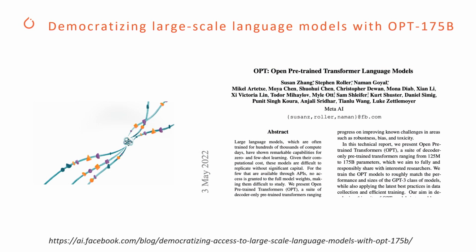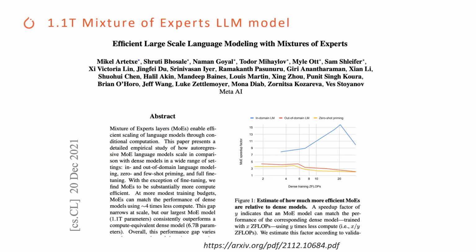As part of Meta AI's commitment to open science, we recently shared the Open Pre-trained Transformer, the OPT 175 billion parameter language models, along with all our notes. We invite the research community to sign up and get access to these models. This is for advancing research in responsible large language model development. We also published our work on the 1.1 trillion mixture of experts models trained on Azure.